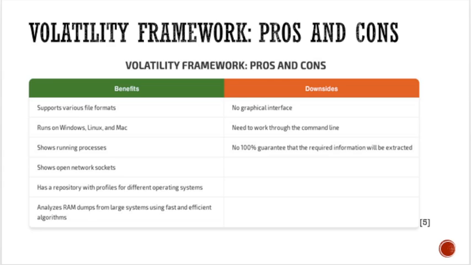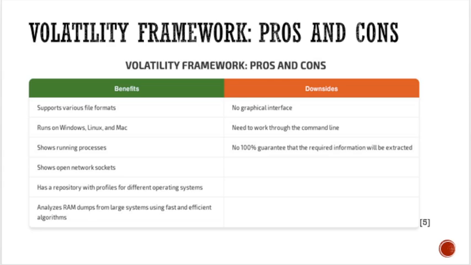So this image is from the same source that I found the earlier one. And this one lists the pros and cons of Volatility. Some of the pros that they list here are that it supports various file formats, that it runs on Windows, Linux, and Mac, and that it shows the running processes. It also shows open network sockets, and it has a repository with profiles for different operating systems.